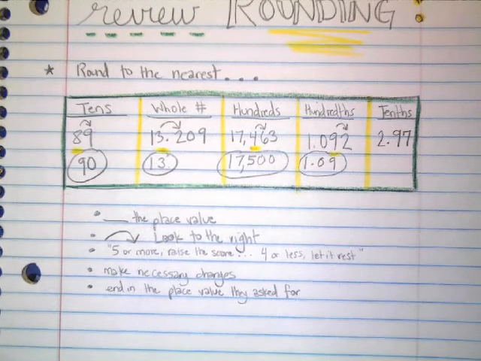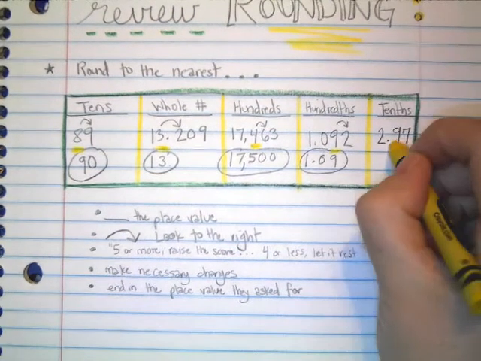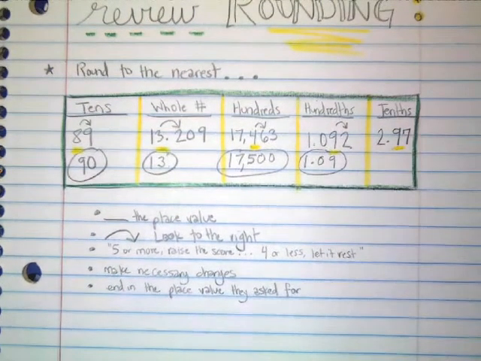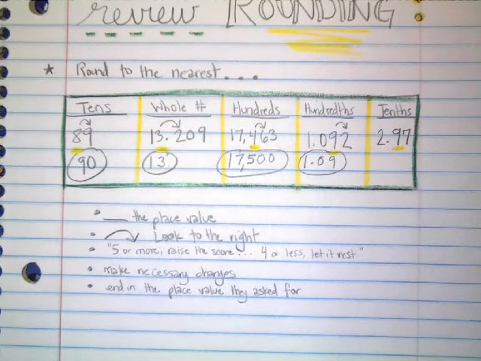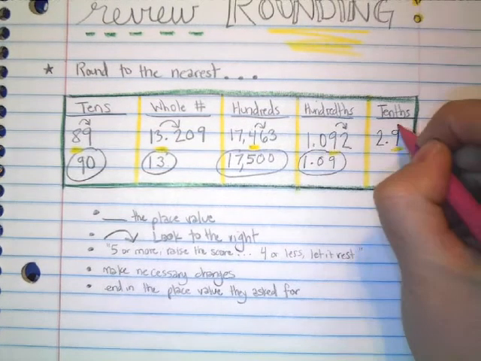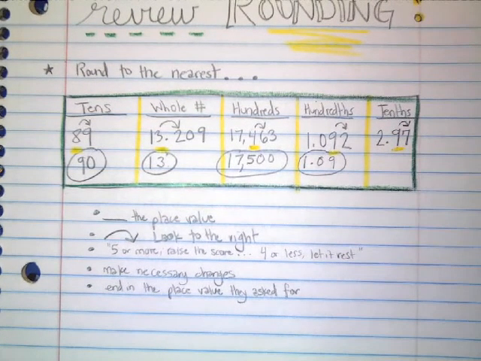2.97, rounded to the nearest tenths. Which digit is in the tenths place? Underline it in yellow. So the 9 is in the tenths place, and it looks over at the 7. And the 7 tells the 9 to raise the score.